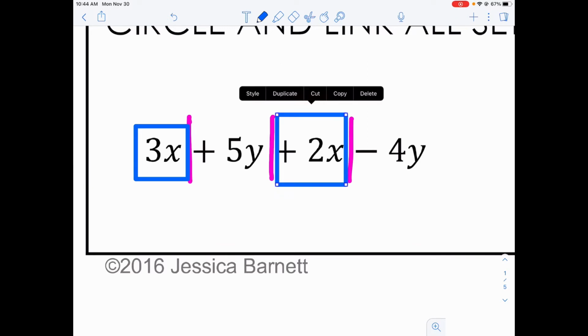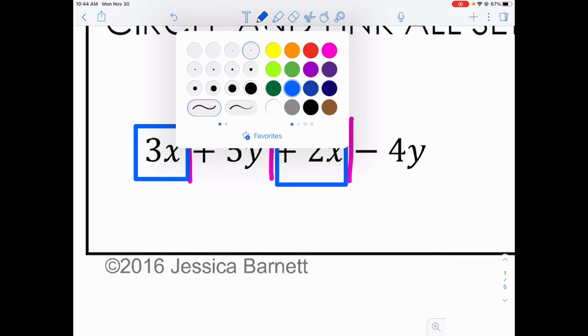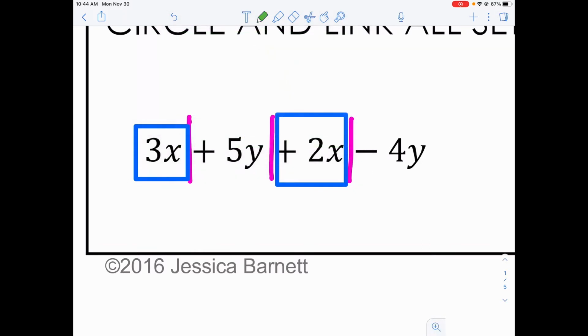Finally, I'm going to look at my negative 4y. Negative 4y does not have the same variable as my first term, which was an x, so I'm not going to put it in a box. Now I'm going to change my color and I'm going to change my shape, and I'm going to circle my positive 5y.